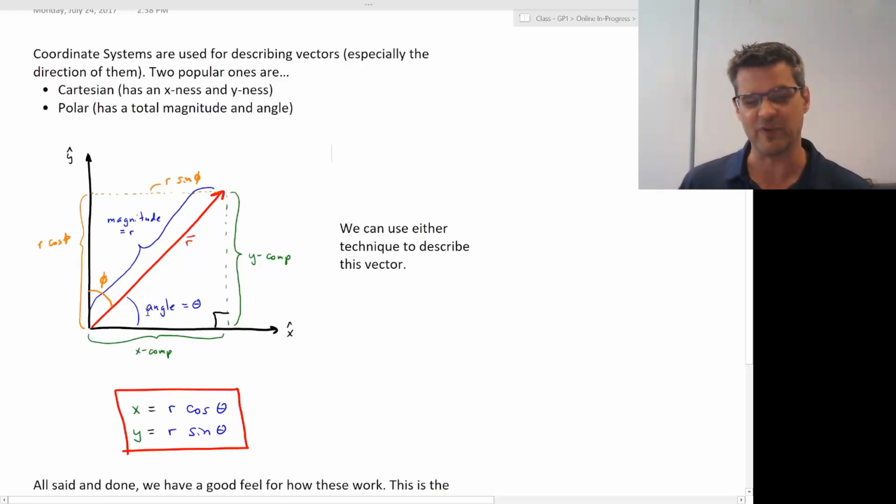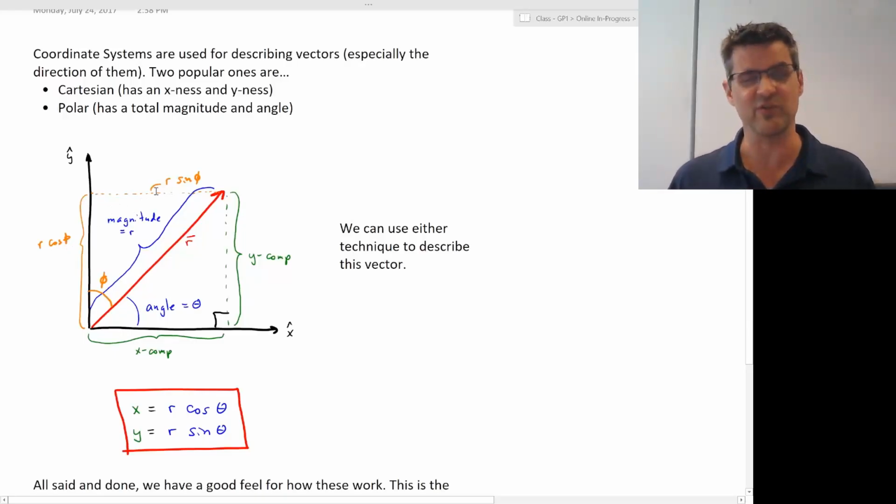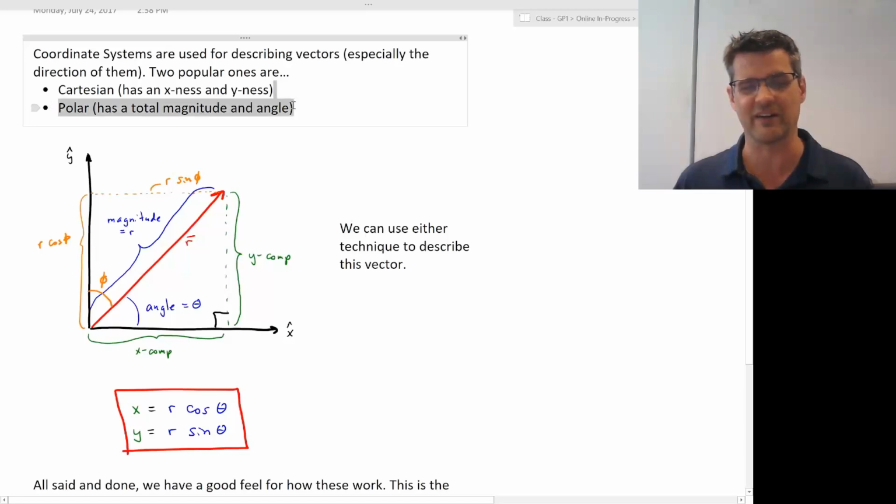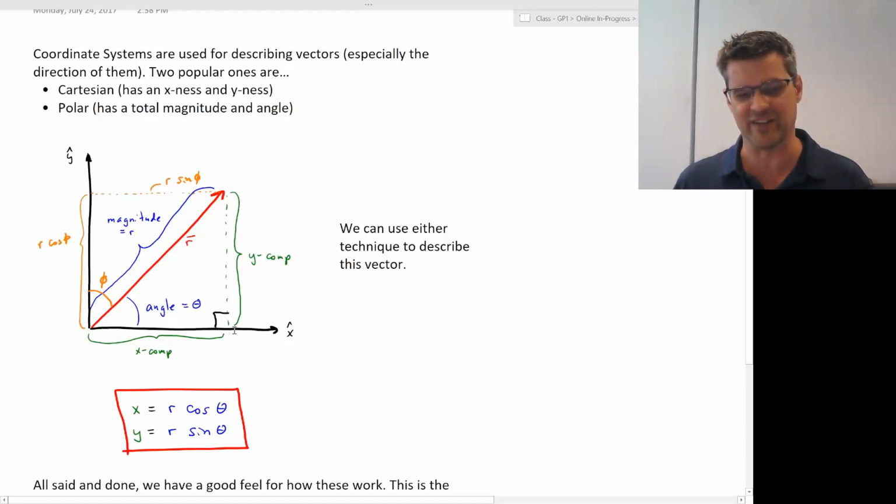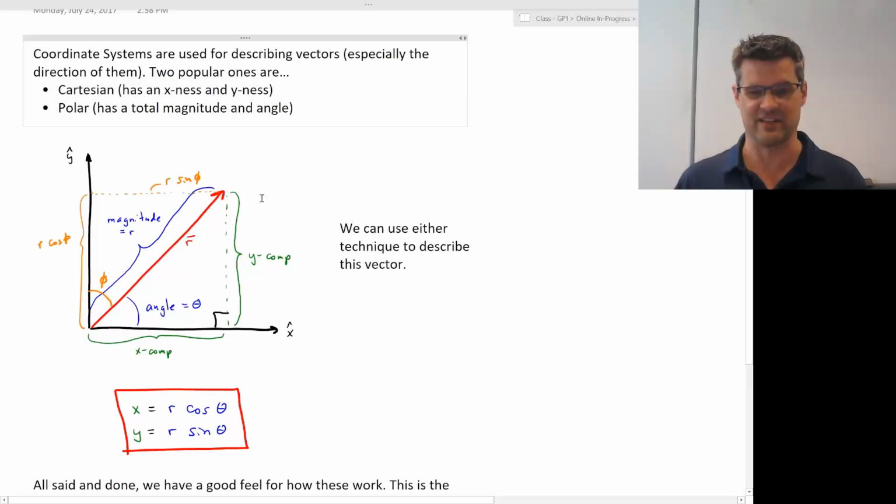So depending upon which of these angles we have, these expressions could look different, but numerically they have to be the same. This vector has some length and it has some angle. That's how we talk about it in a polar sense. But it also has extent in the x direction, extent in the y direction. That's how we talk about it in a Cartesian sense. And that's how we relate the two.